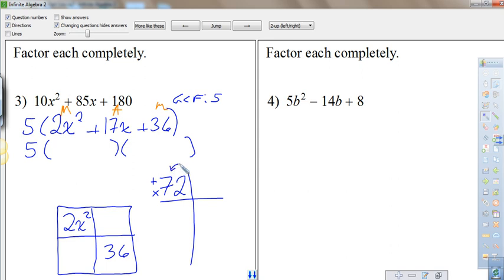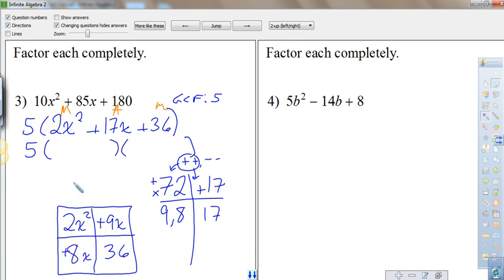So that means we are looking for either a positive and a positive number, or a negative and a negative number. Since we're adding to get a positive 17, we know that we are looking for a positive and a positive. So, 72, 9 times 8 is the winner here. 9x and 8x.